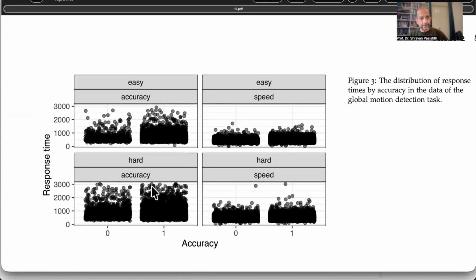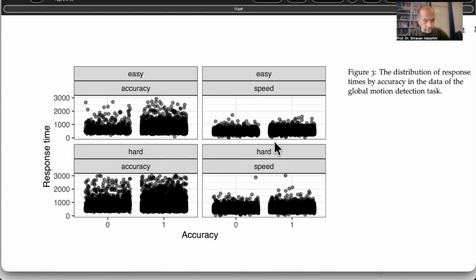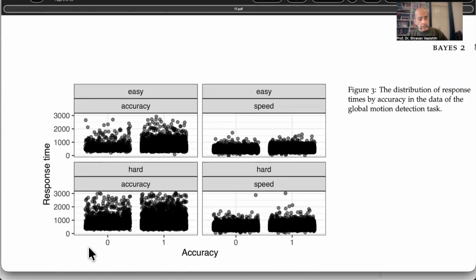What you're looking at here on the y-axis is the response time, and the upper rows are the easy tasks and the lower rows are the hard tasks. Within the easy tasks, either you have an accuracy focus for the participant, or you have a speed focus. Similarly, in the hard task, you might ask the participant to focus on accuracy or on speed. On the x-axis you have the accuracy. This is inaccurate, this is accurate.